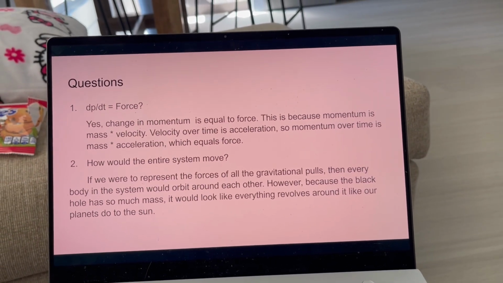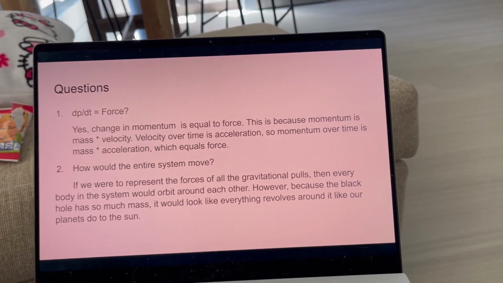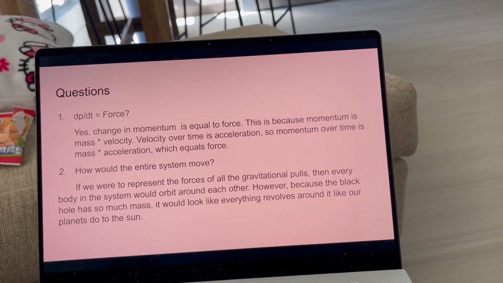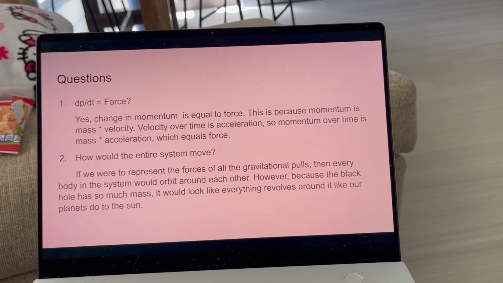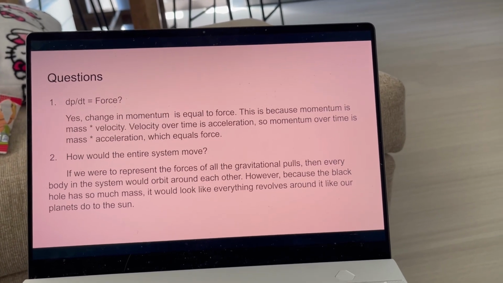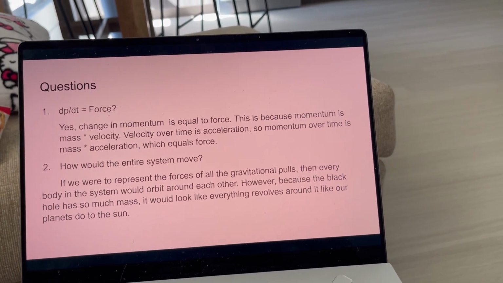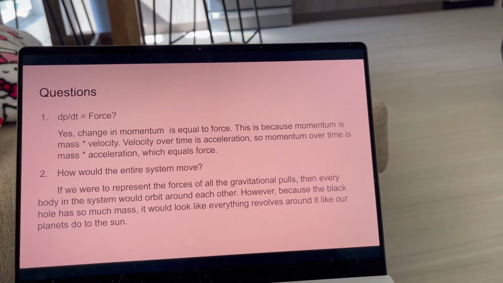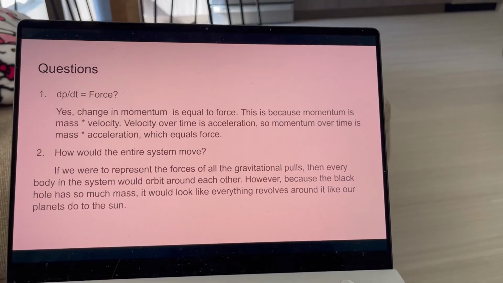Questions. What's the relation between change in momentum over time and force? Change in momentum over time is equal to force, because momentum is mass times velocity, and velocity over time is acceleration, so mass times velocity over time is equal to mass times acceleration, which is equal to force.